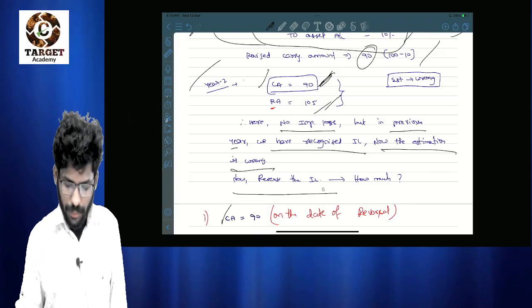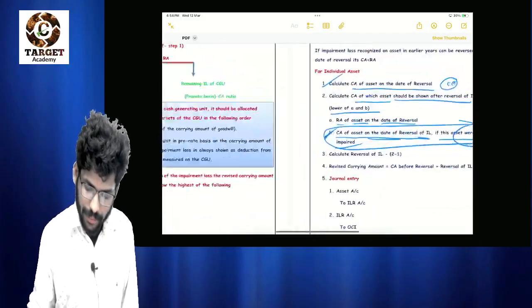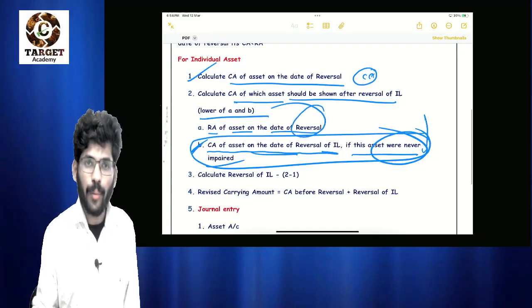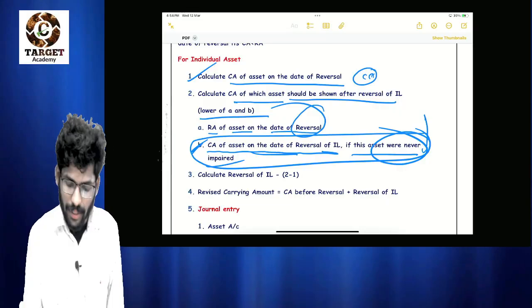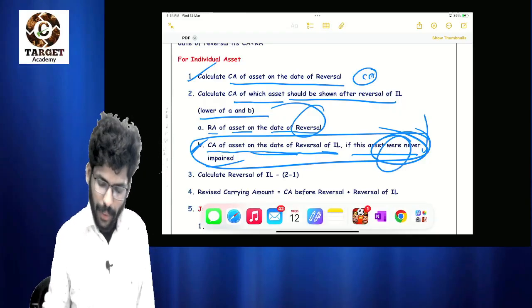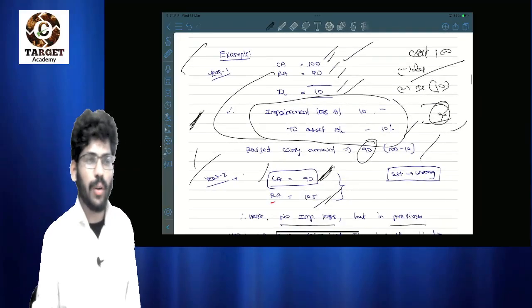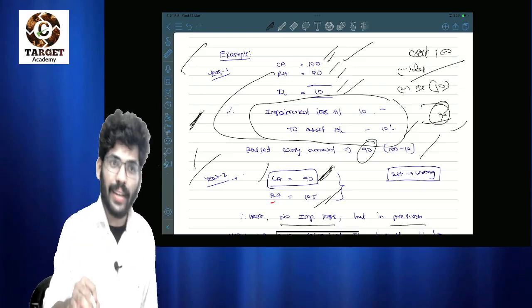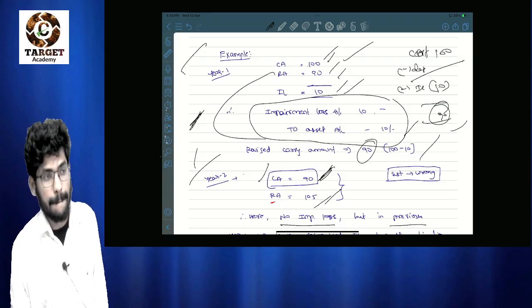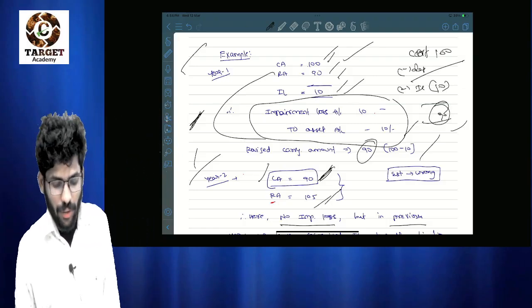Step number 2. What is step number 2? Please tell me. Recoverable amount on the date of reversal. Second point, carrying amount of the asset if the asset were never impaired. If the asset were never impaired. So please tell me, anyone. By using this example, what is the carrying amount if the asset had never been impaired? How much? 100? Yes, very good, guys.